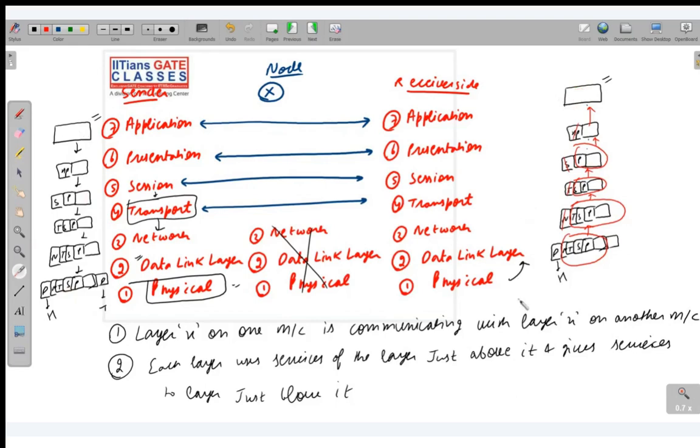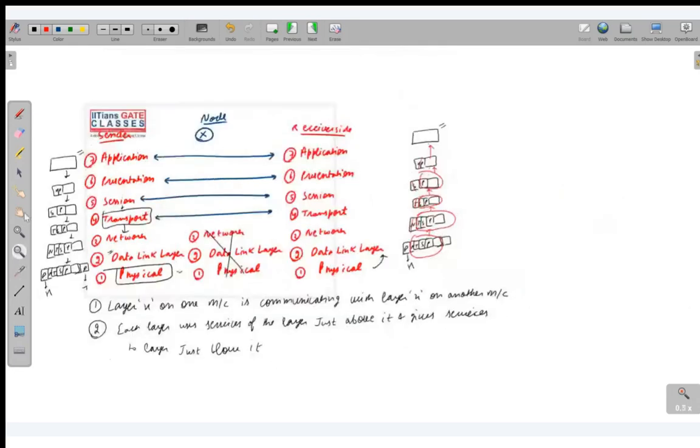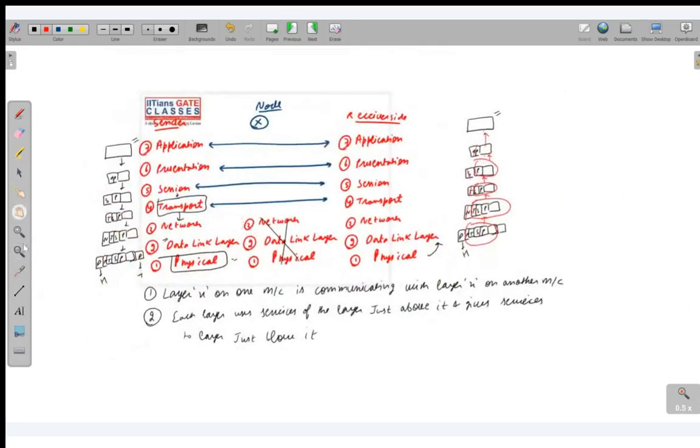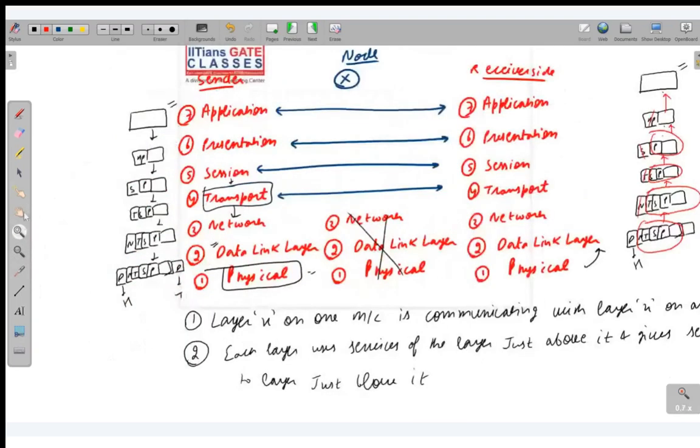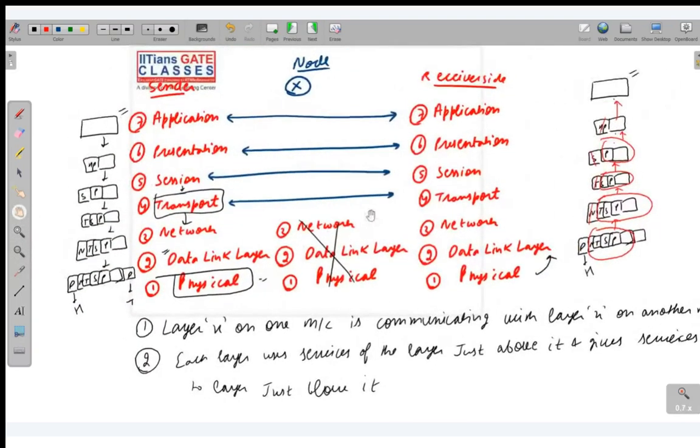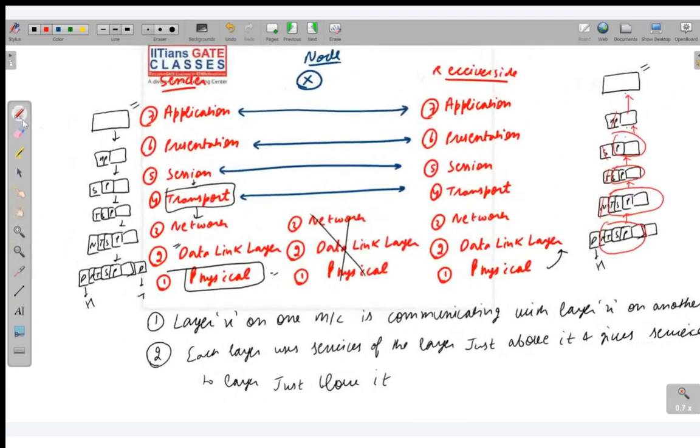I hope you have got it, and in the same slide I will give you other terminologies also. These terminologies are very important because many times they have been asked in GATE directly or indirectly. So forget about presentation session.